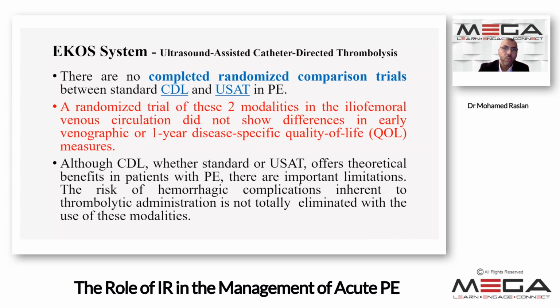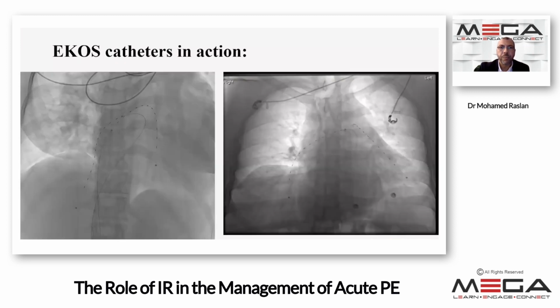Means if we have a patient to treat with ECOS, we cannot expect that it's free of hemorrhage. Okay, it's a reduced risk for hemorrhage, but it's not eliminated totally. This is the most important point to remember in this issue. And this is some ECOS catheter in position. This was the first device we got in our hospital. It gives actually good results in the selected patients we give.